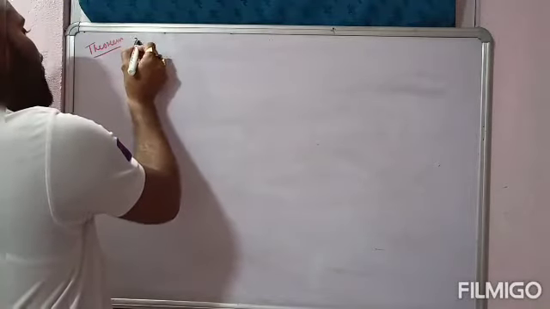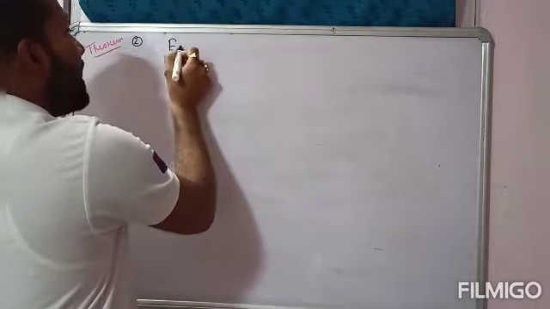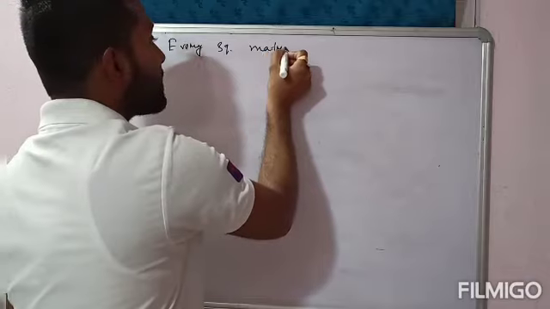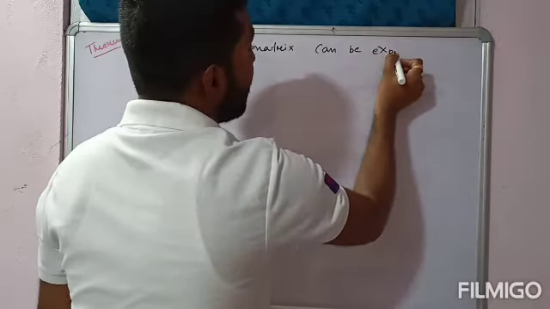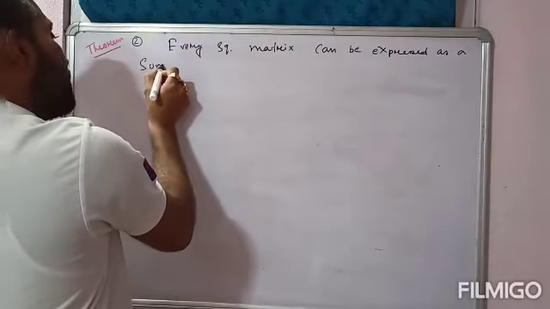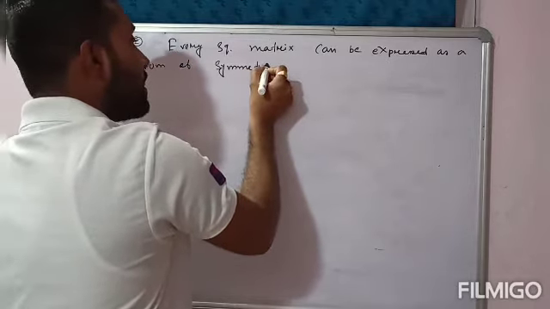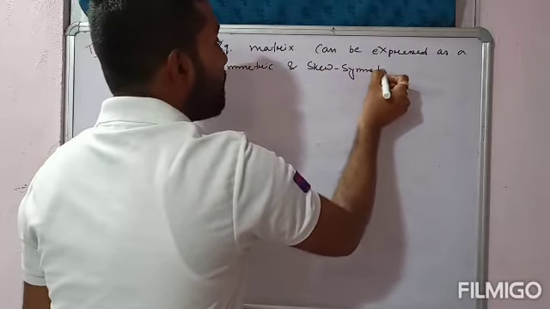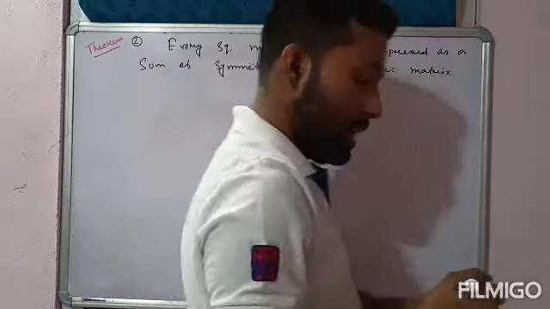Now theorem number 2 is: every square matrix can be expressed as a sum of symmetric and skew symmetric matrix. Every square matrix can be expressed as a sum of a symmetric and skew symmetric matrix.